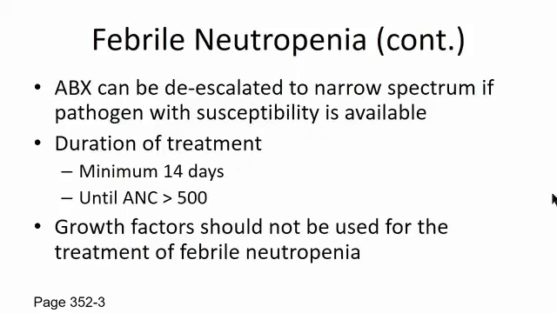The duration of treatment is generally 14 days and at least till ANC recovers. Growth factors such as GCSF or GM-CSF should not be used. If a patient was on it already coming into the ICU as part of their chemo regimen, it can be continued. But if a patient develops new febrile neutropenia, addition of GCSF does not improve outcomes.